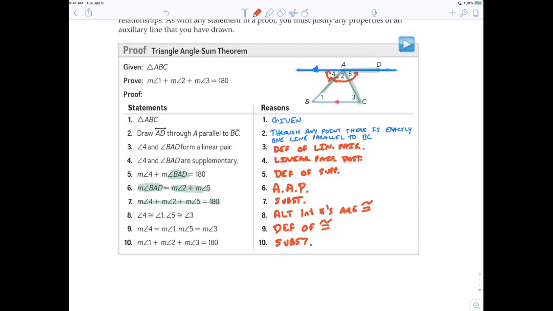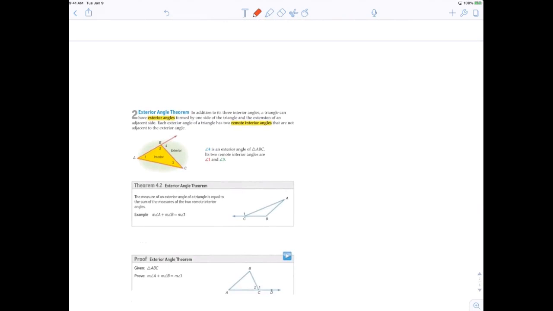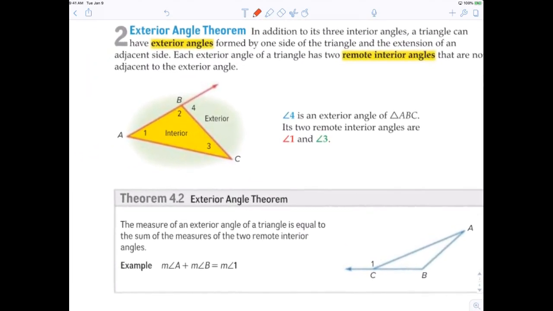All right, let's look at the next thing now. So now we have triangles, right? We have what's referred to as interior angles, and we have what? Exterior angles. I'm pretty sure you can tell me what an interior angle is, and I'm pretty sure you can tell me what an exterior angle is. Right?